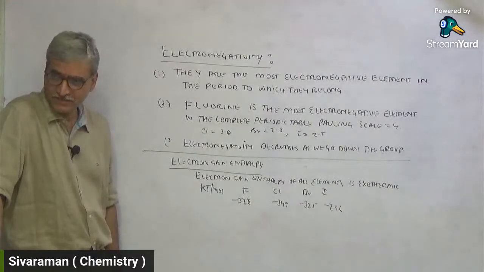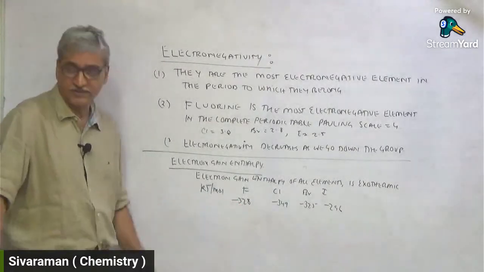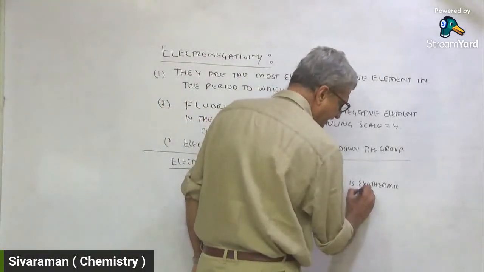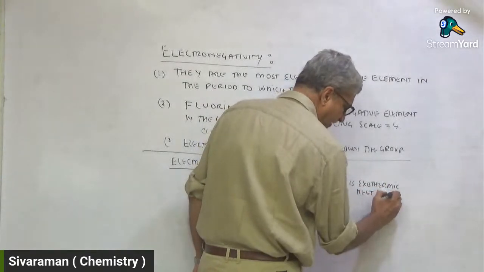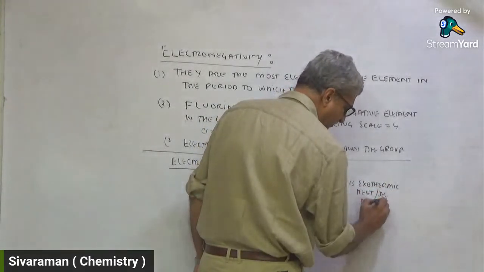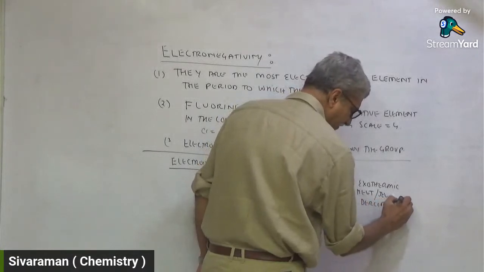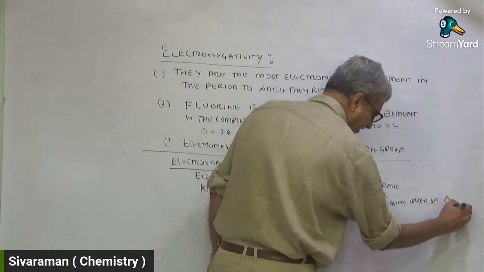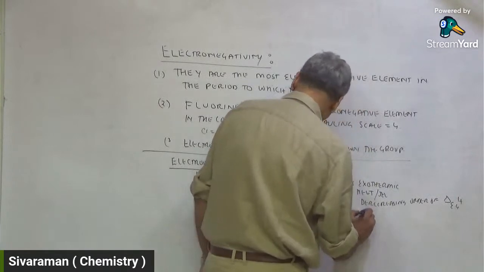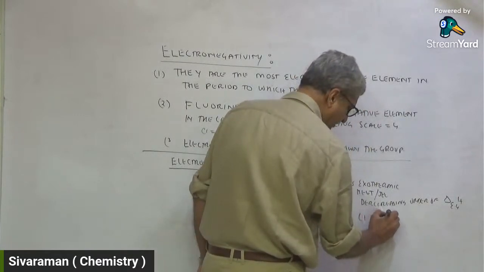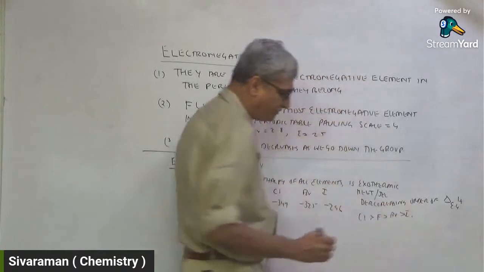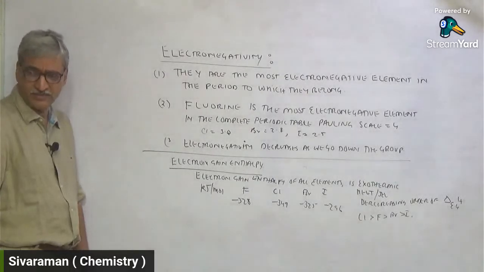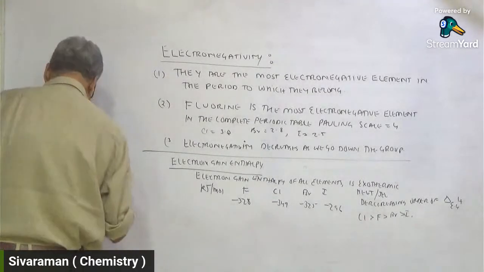Correct? Yes or no? But there is anomalous behavior here, and that is what we have to attack. So what is a NEET JEE question we can have? Very predominantly, the decreasing order of electron gain enthalpy. It is chlorine greater than fluorine greater than bromine greater than iodine. Remember that. It is not fluorine first, so it's not a perfect decrease. There is anomalous behavior.